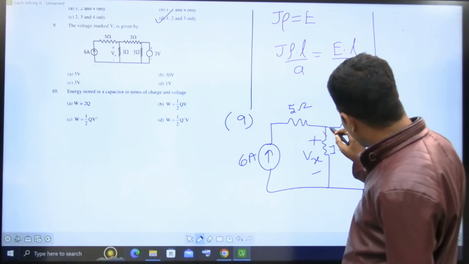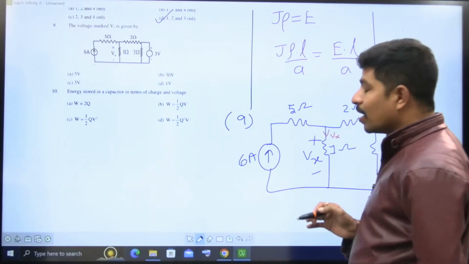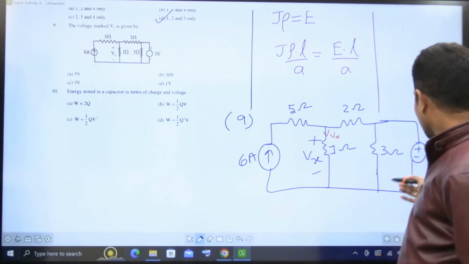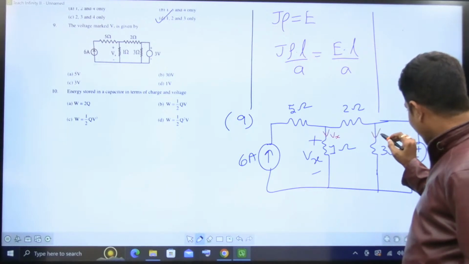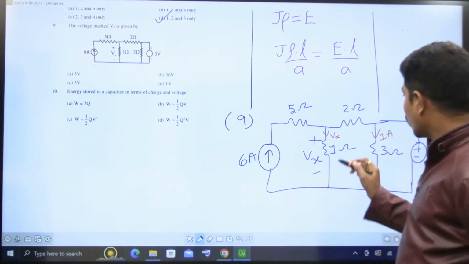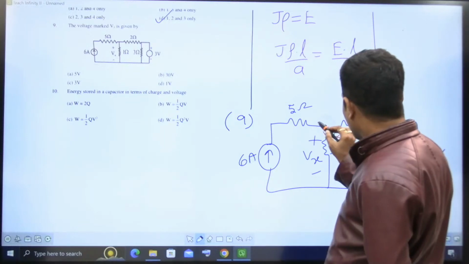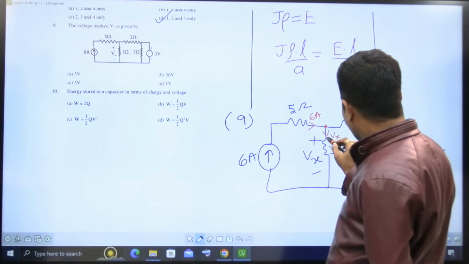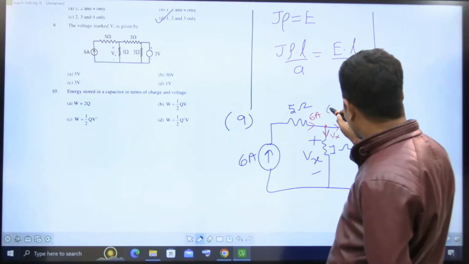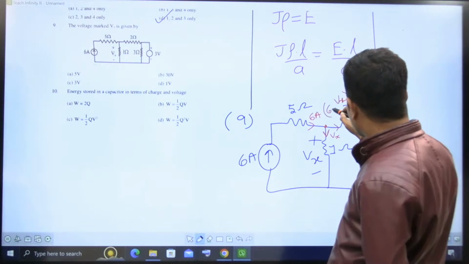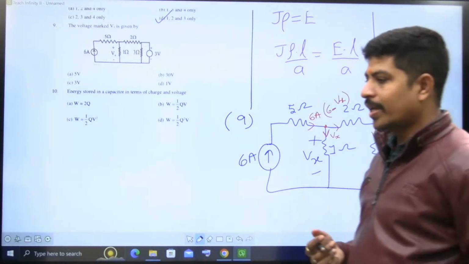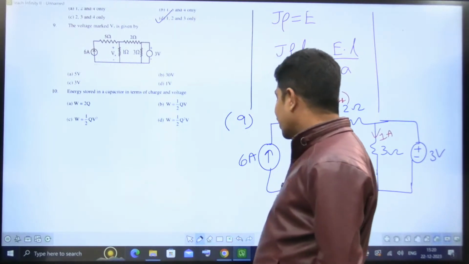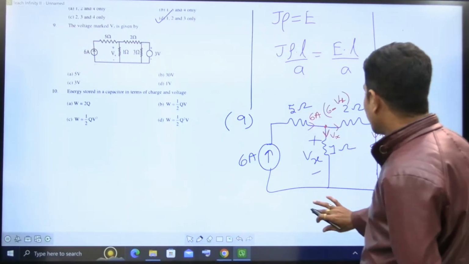What is the current in this one? The current in this one is Vx by 1, right? Current is equal to voltage divided by resistance, so Vx by 1. Now, as this is 3 volts and this is 3 ohms, the current in this one is 1 ampere. I want to write a KCL at this node. How much is the current coming to here? 6 amperes is coming, and Vx current is leaving. Then how much is this current? The current in this 2 ohms is 6 minus Vx. Yes, I am taking a very good method. You people unnecessarily write a lot of equations, but I don't do that. Very simply, I do.